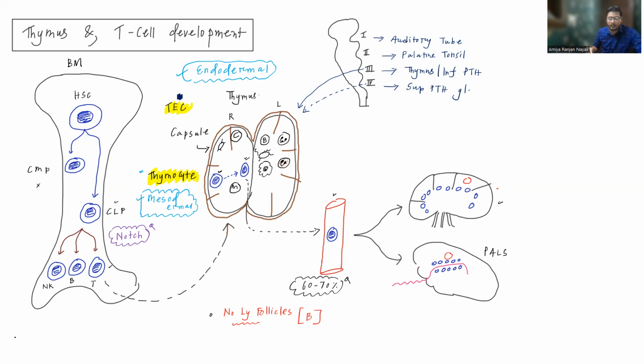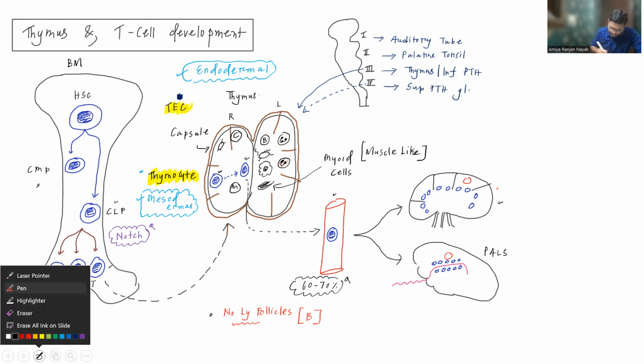and last but not the least, one of the very important cell types that you're going to find inside the thymus is myoid cells. So basically, these are known as the myoid cells. Myoid cells means muscle-like cells. These are muscle-like cells.